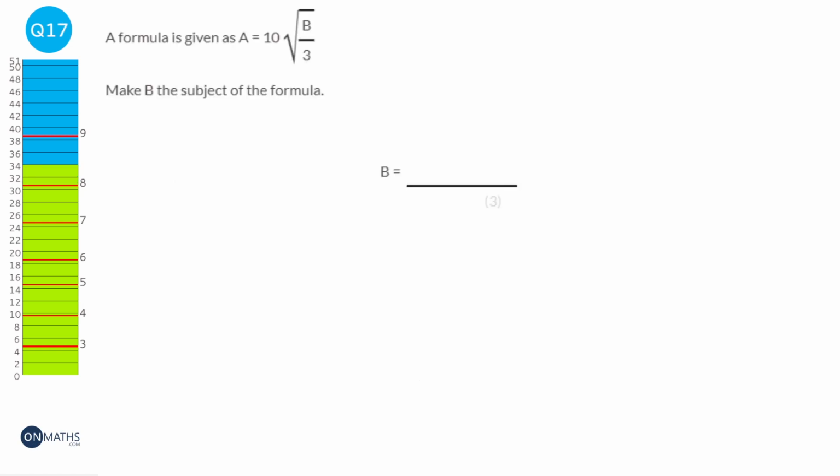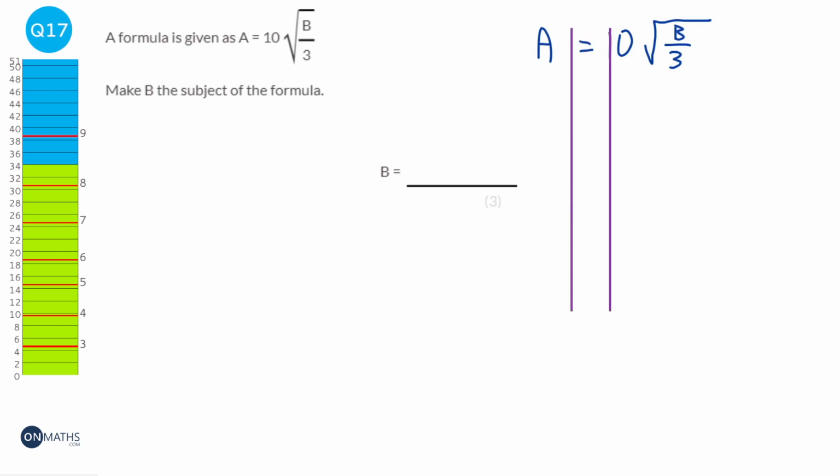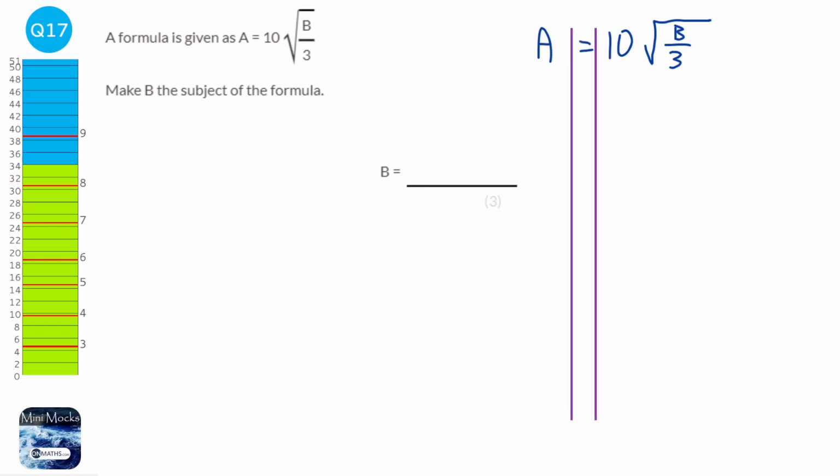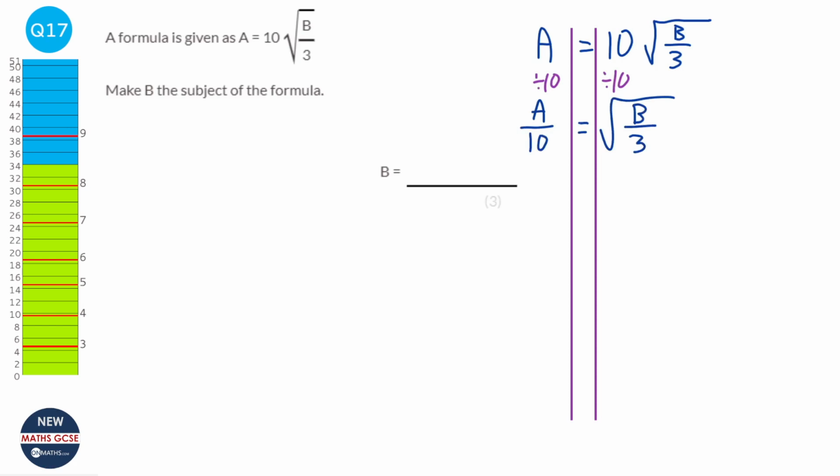So we're going to start off just by copying down the same equation, and we're asked to make b the subject. So we're going to put our solving lines in. The first thing we need to do is get rid of this 10 here, so we're going to divide both sides by 10. And that will mean we have a fraction here, a over 10, and we've got the square root of b over 3.